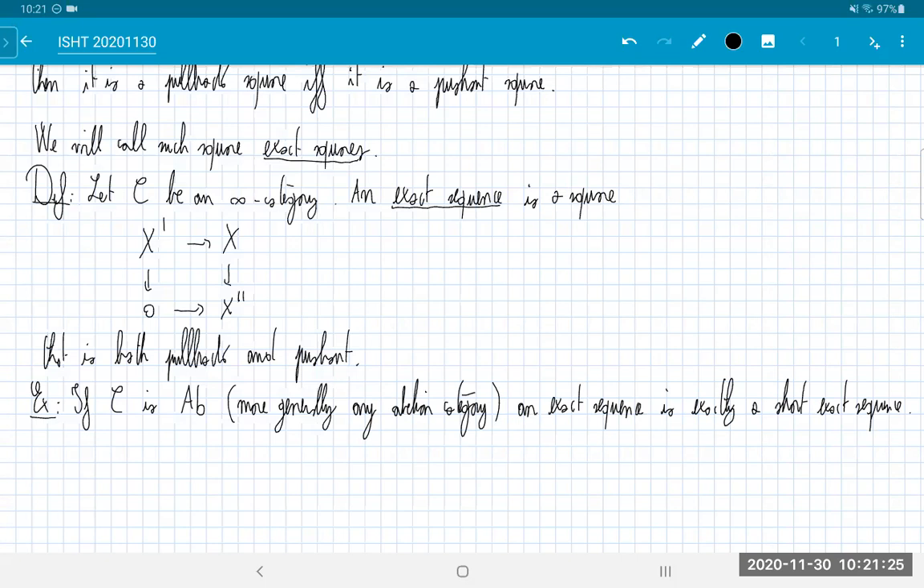You can check the condition that it is a pullback. It's telling you that x prime is the kernel. So if I put names here, f and g, the condition of being a pullback tells you exactly that f is the kernel of g, and the condition of being a pushout is telling you that g is the cokernel of f. And the first isomorphism theorem does the rest. For spectra, we have a lot more exact sequences because it's a lot easier for a square to be both a pullback and a pushout by the stability property that we have seen.